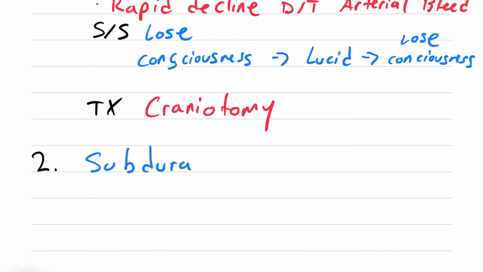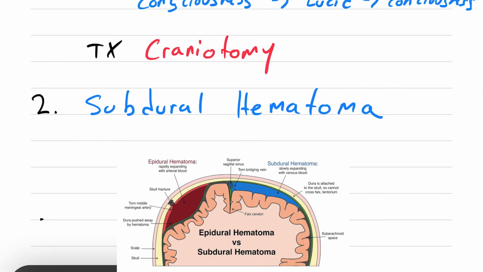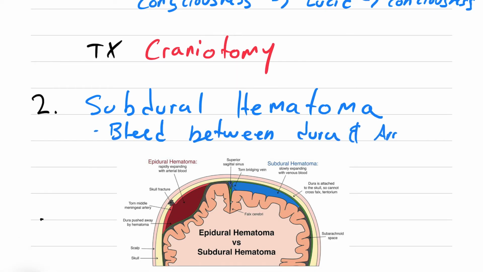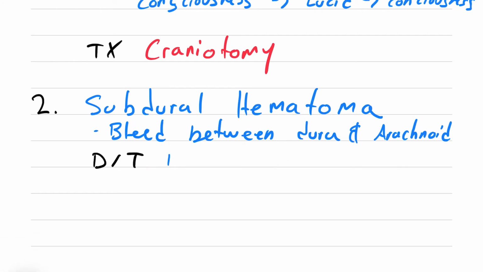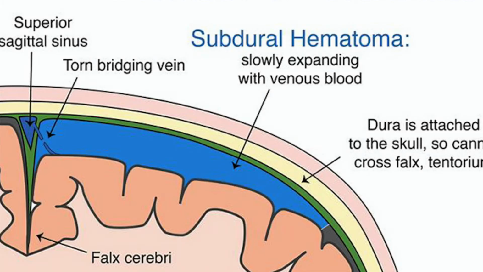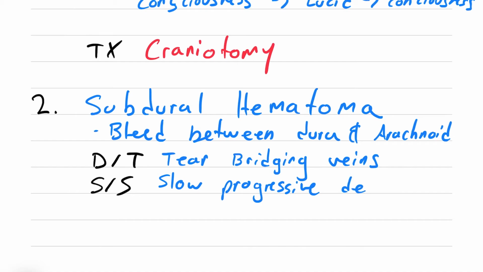The next type of hematoma is called a subdural hematoma, and this is when there's a bleed between the dura mater and the arachnoid mater. This is because there's a tear in the bridging veins. Because the tear is in a vein and not an artery, the bleed is a lot slower, and so are the symptoms. So the decline is actually slow and progressive and can take hours to days for the symptoms to appear. The treatment for this is going to be a craniotomy.